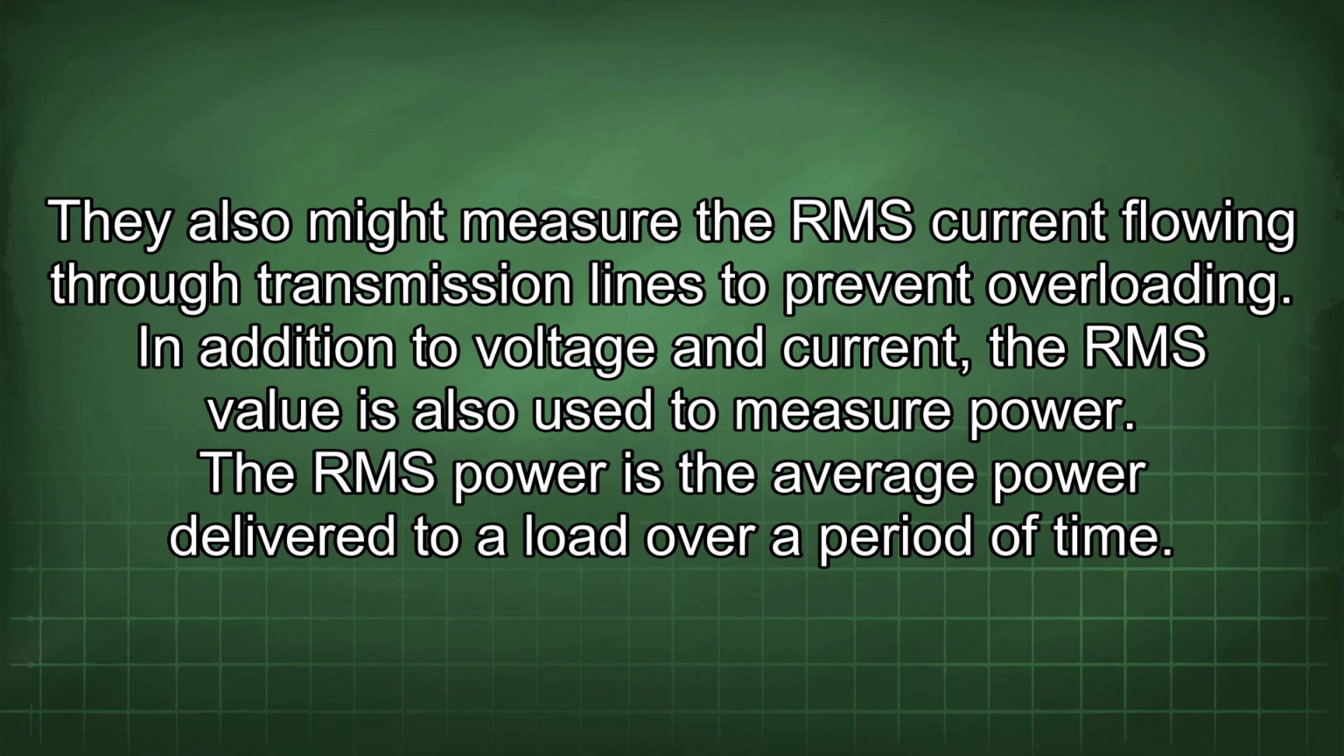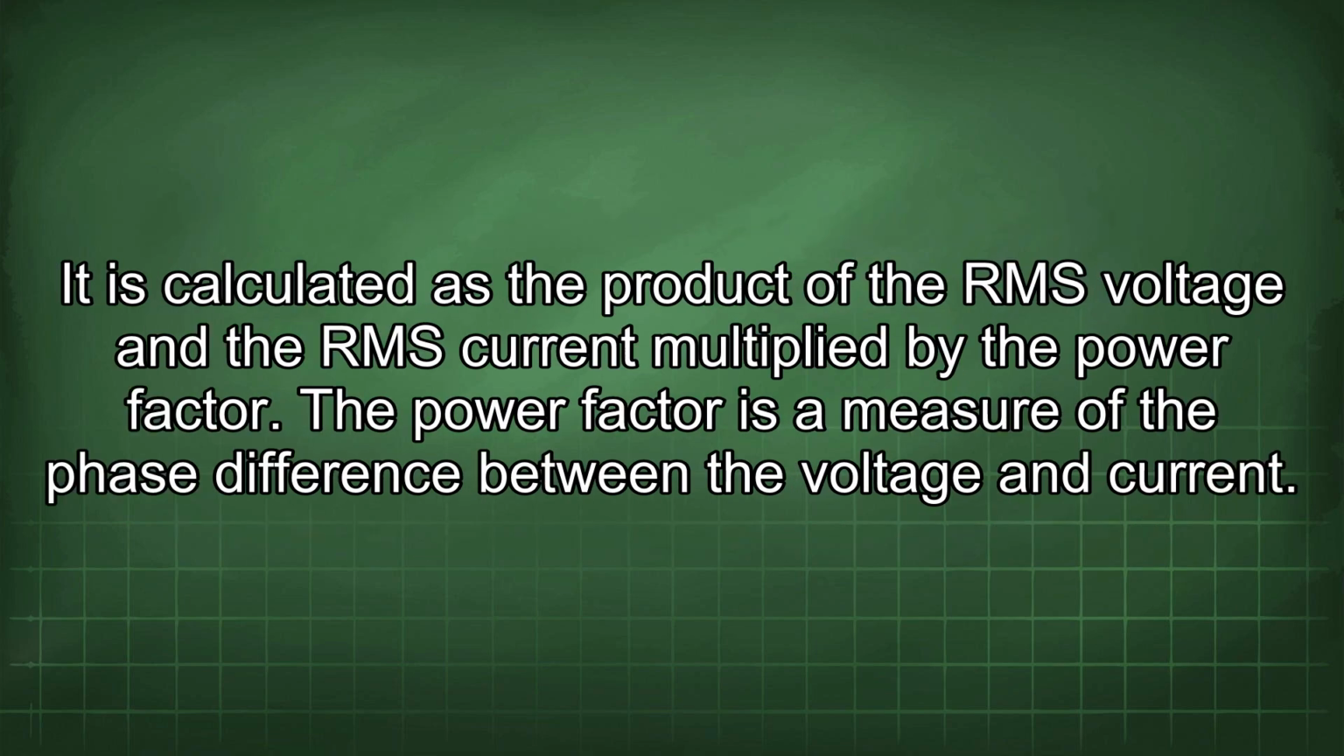In addition to voltage and current, the RMS value is also used to measure power. The RMS power is the average power delivered to a load over a period of time. It is calculated as the product of the RMS voltage and the RMS current multiplied by the power factor. The power factor is a measure of the phase difference between the voltage and current.